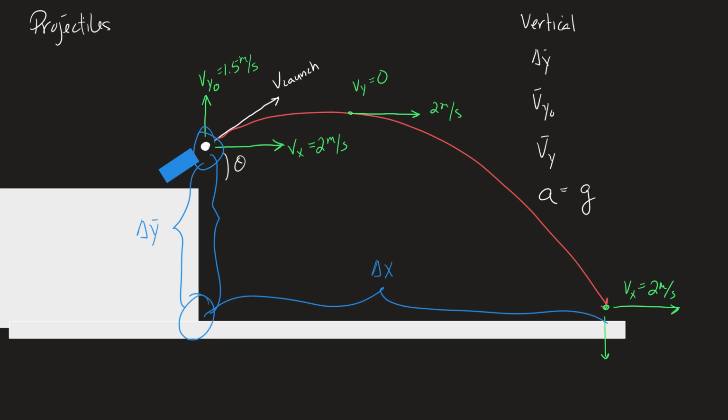At the same time, there's going to be a horizontal direction. And it's going to have its own components, its own information. Like there's going to be the horizontal displacement, delta x. There's going to be a horizontal velocity, but that stays constant. So I don't have to put initial and final. It's going to be the same value at start as it is at the end.